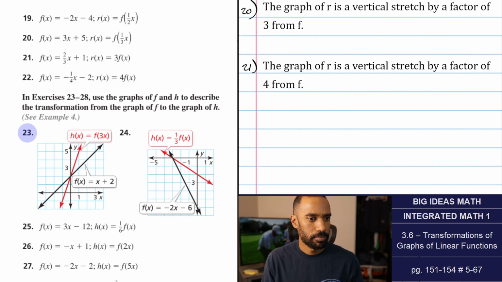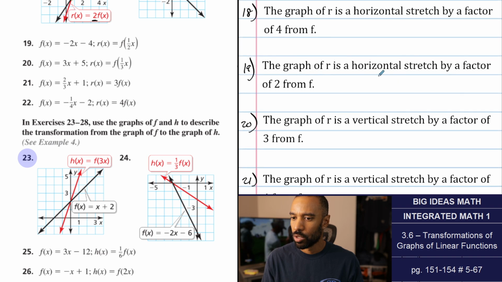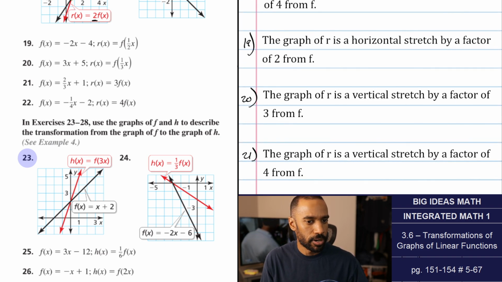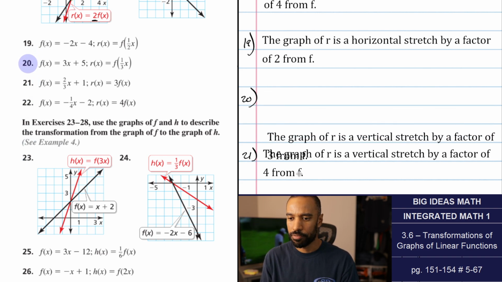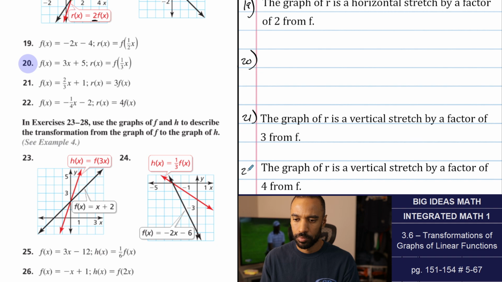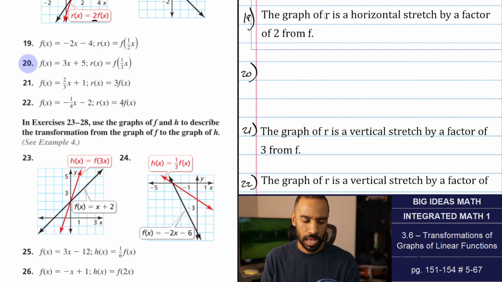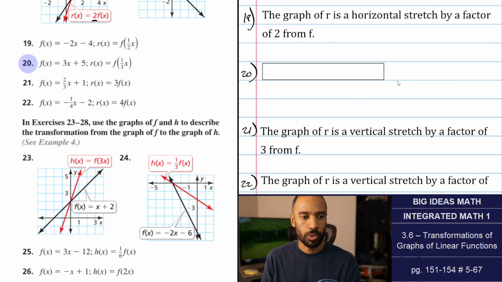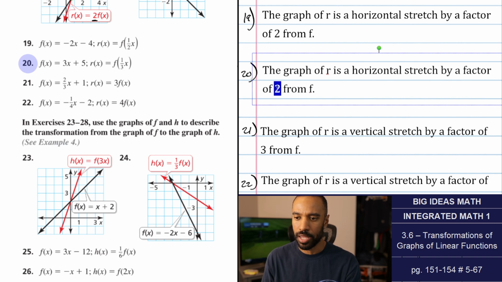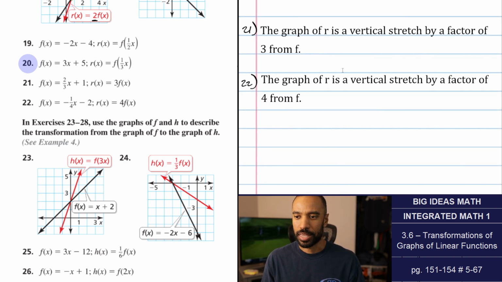Wait a second. Did I skip a problem? I'm sorry. I skipped number 20. How did I do that? I skipped number 20. So let's do this. Let's shift this down. This will be 22. Number 20 can change the 2. So this will be a horizontal stretch by a factor of 3. You know what I wish that they did here? Oh, they'll probably do it next. Never mind. Okay. I think that's correct now.